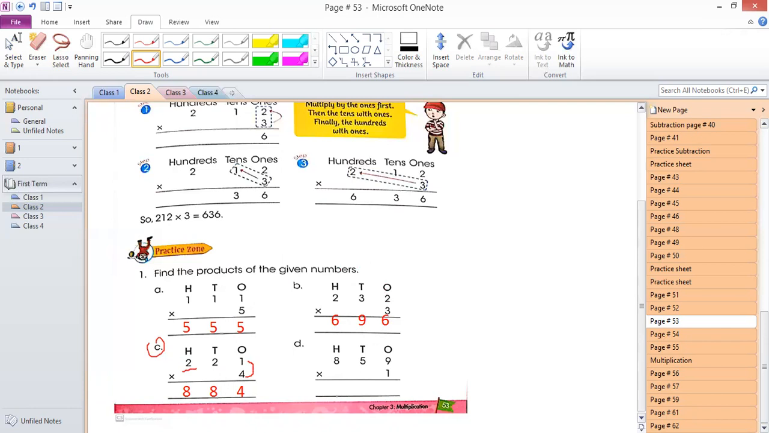And you completed question number 2 also like this. 3 multiplied by 2 equals 6 ones. 3 multiplied by 3 equals 9 tens. And 3 multiplied by 2 equals 6 hundreds. The same way you have to complete question number D as well, guys. So now I need answers for all. Question number 1D. 859 multiplied by 1, and this is very easy. 859 by 1. This is very easy, guys.